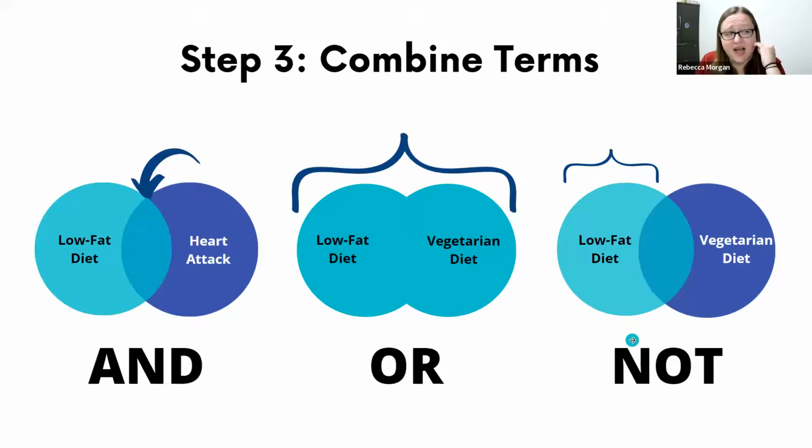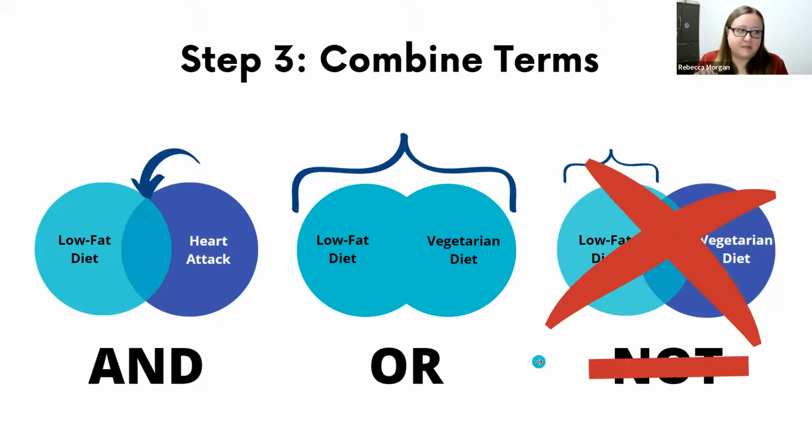The last one is NOT. And it's always harder to illustrate, because what it's saying is if you say a low-fat diet NOT a vegetarian diet, then it's only going to show the low-fat diet. So it's actually only going to take this kind of crescent moon shape out. So anything that overlaps or anything with the vegetarian diet, it's going to cut out.